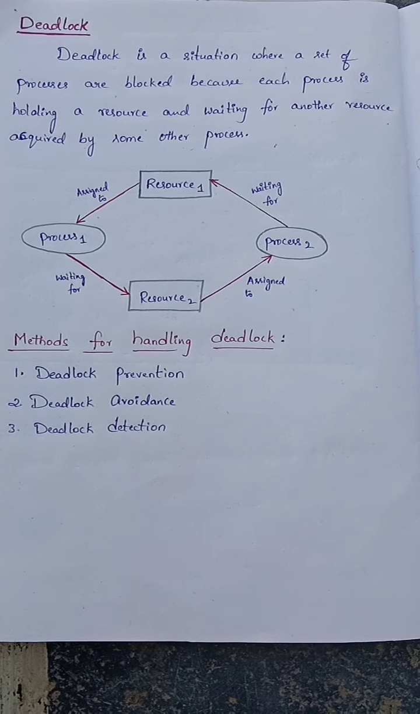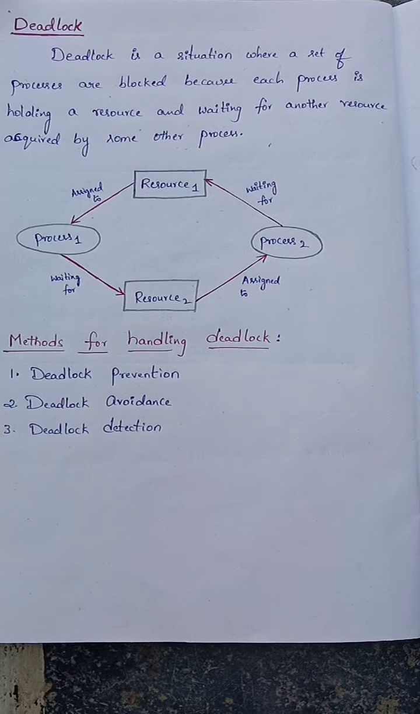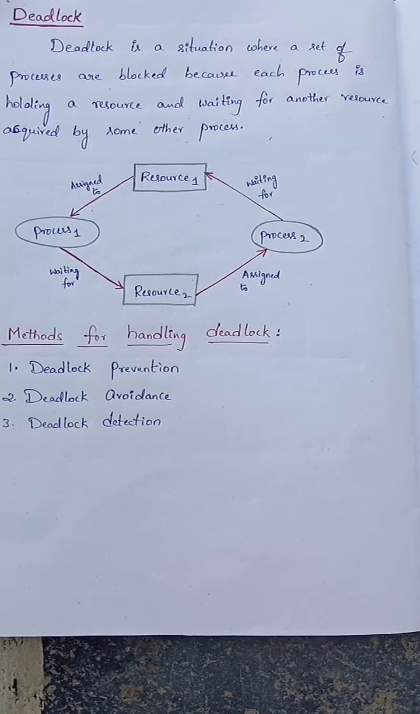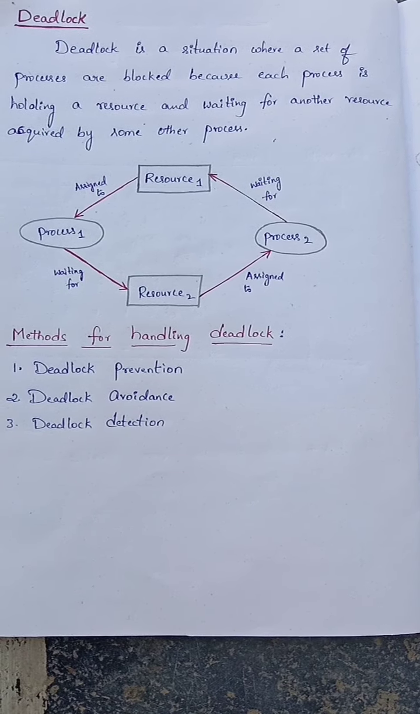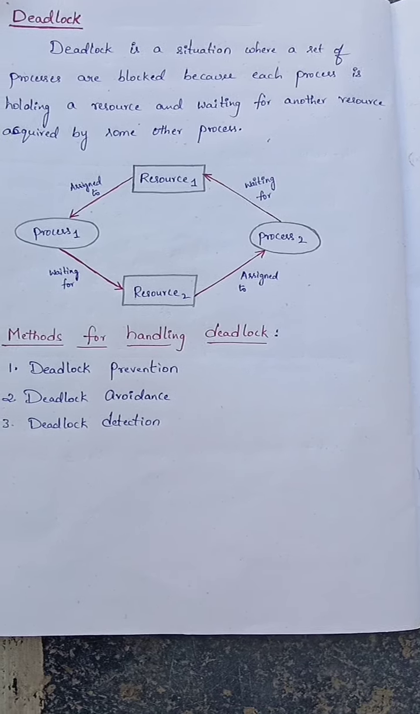Before that, what does deadlock mean? A deadlock is a situation where a set of processes are blocked because each process is holding a resource and waiting for another resource acquired by some other process. Consider an example.